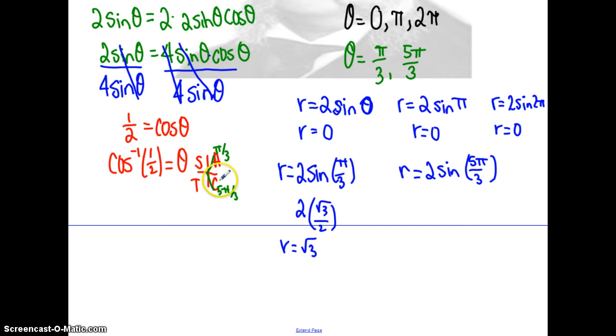5 pi thirds is in the 4th quadrant. Only cosine is positive down there. So I get 2 times negative square root 3 over 2. The 2's cross off, so my r is negative square root 3.